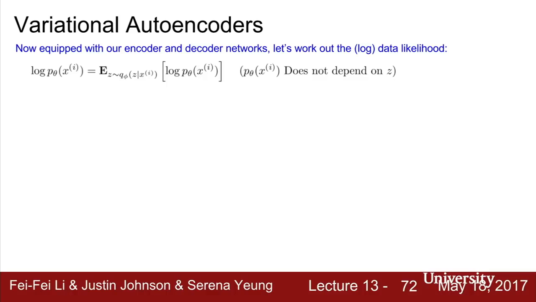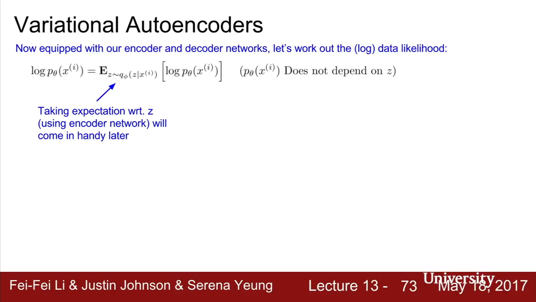Okay, so now equipped with our encoder and decoder networks, let's try and work out the data likelihood again. And we'll use the log of the data likelihood here. So if we want the log of p of x, we can write this out as log of p of x, but take the expectation with respect to z. So z sampled from our distribution q of z given x that we've now defined using the encoder network. And we can do this because p of x doesn't depend on z. The z is not part of that. And so taking the expectation with respect to z is going to come in handy later on.